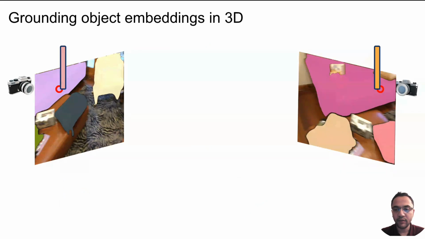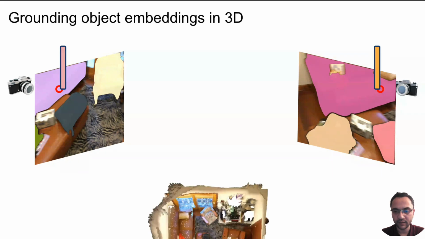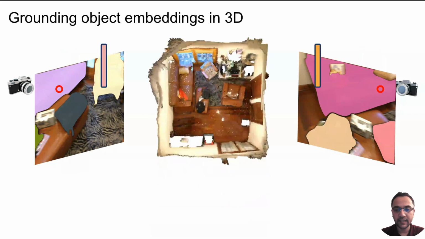Now consider multiple views of that scene. With multi-view consistency in mind, we want the embeddings of corresponding pixels across views to also be the same. To achieve this, we use a 3D neural field representation of the scene to ground these embeddings in 3D.